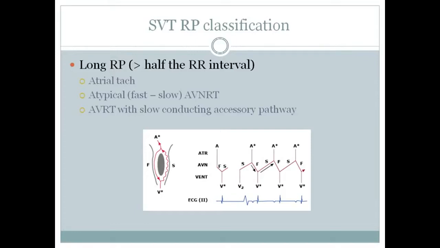Whenever we see a supraventricular tachycardia, and you call somebody for help, they're going to try to find out if this is a short RP or long RP tachycardia. Basically, what we're trying to figure out is AV-NRT or AV-RT versus an atrial tachycardia, or something like inappropriate sinus tachycardia. Those are the big differentiations. It's not perfect, but that's the way to differentiate atrial tachycardia versus AV-NRT or AV-RT.